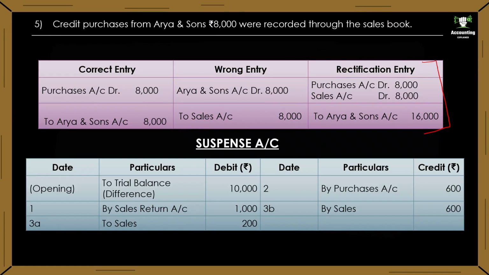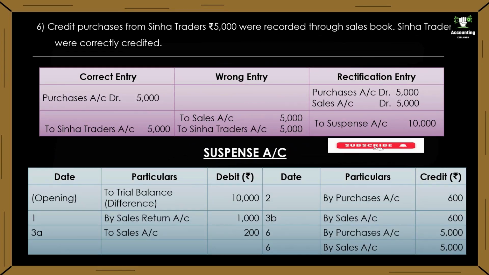Since there is no suspense account in the rectification entry, there will not be any posting in the suspense account. Next transaction is credit purchases from Sinha Traders rupees 5000 was recorded through the sales book. Sinha Traders, however, were correctly credited. Here, there are two accounts involved, credit purchases and sales.